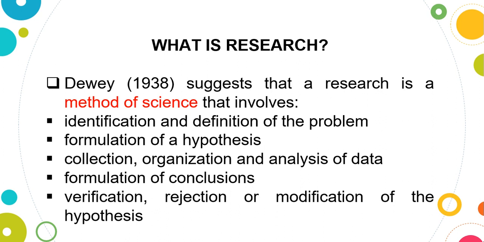When they say method of science, there are several steps. The first one involves identification and definition of the problem. It involves formulation of a hypothesis, collection, organization, and analysis of data, formulation of conclusion, and verification, rejection, or modification of the hypothesis. That's basically the definition of research.